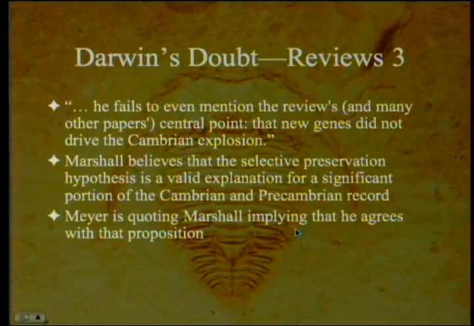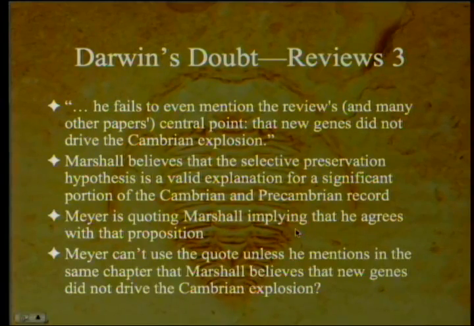So I don't see that there's any particular falsehood there. But the claim that seems to be made is that Meyer can't use that quote unless he mentions in the same chapter that Marshall believes that new genes didn't drive the Cambrian explosion. It's a whole different topic. And Meyer discusses that later on with the gene regulatory networks. And just because he doesn't say, well, Marshall thinks they can be had for free because they were more flexible back then.